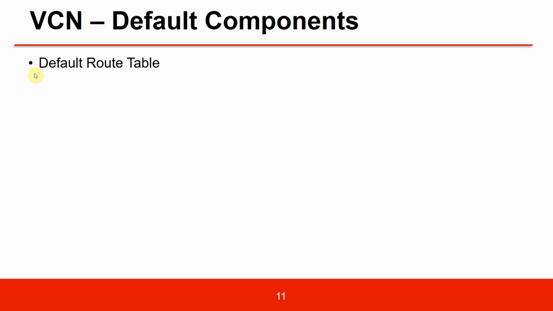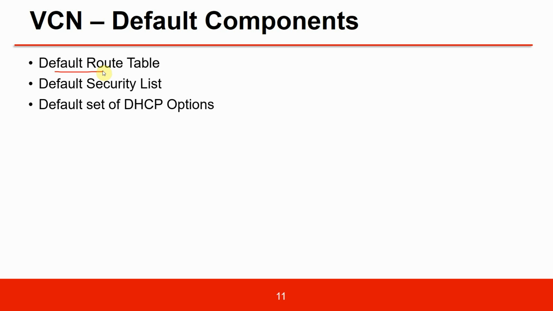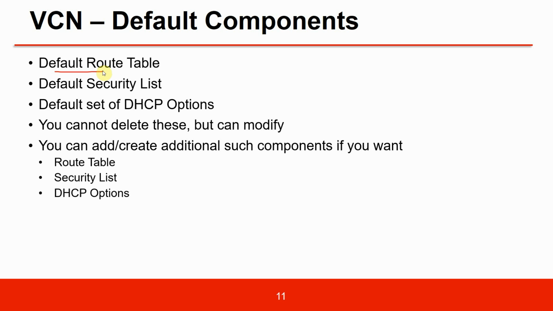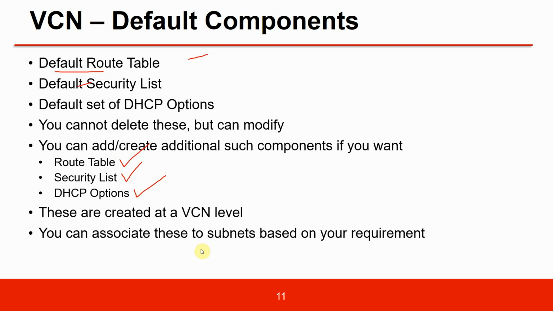VCN default components are the default route table, default security list, and default set of DHCP options. You cannot delete these, but you can always modify them. You can also create additional such components if you want, like a route table, security list, or DHCP options. These are created at the VCN level, remember. You can associate these to a subnet based on your requirement.